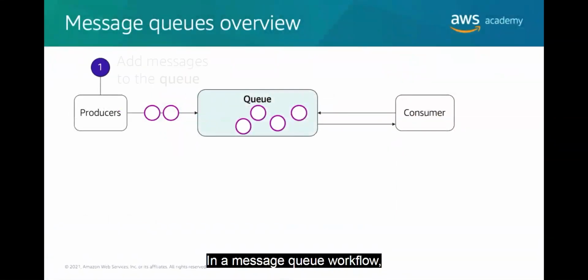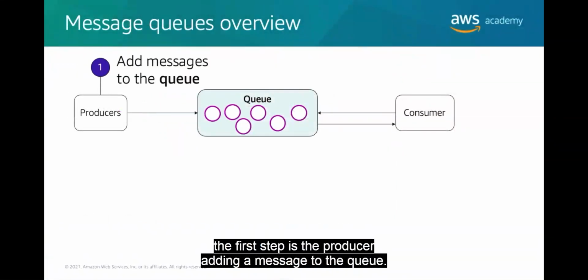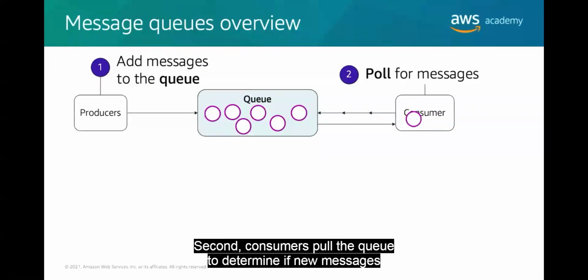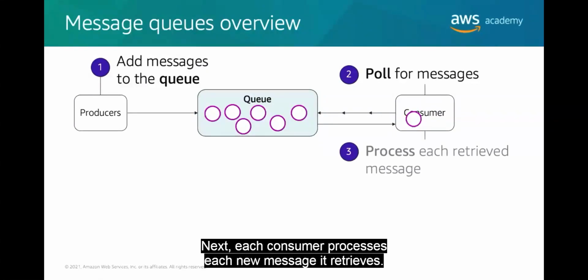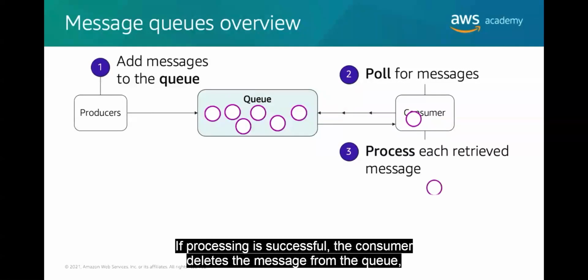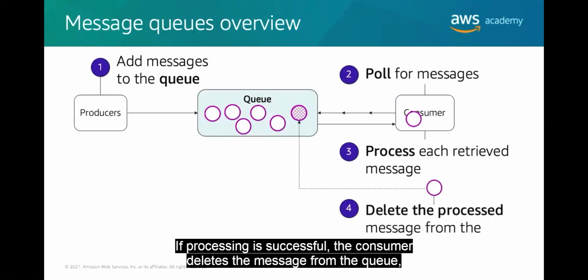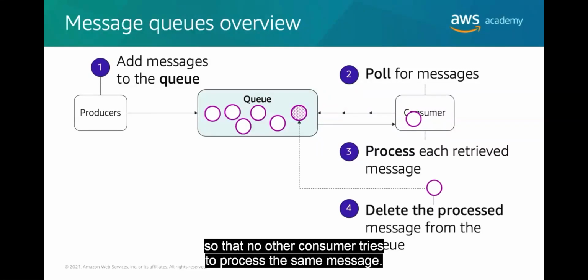In a message queue workflow, the first step is the producer adding a message to the queue. The message is stored in the queue until another component, a consumer, retrieves and processes the message. Second, consumers poll the queue to determine if new messages are available to process. Next, each consumer processes each new message it retrieves. If processing is successful, the consumer deletes the message from the queue so that no other consumer tries to process the same message.